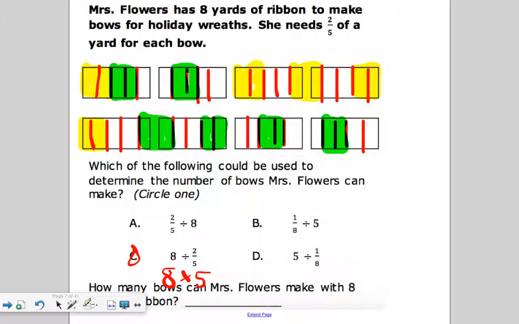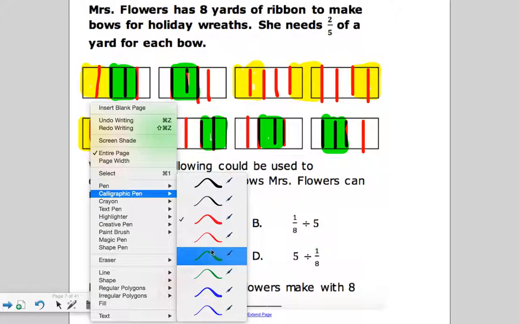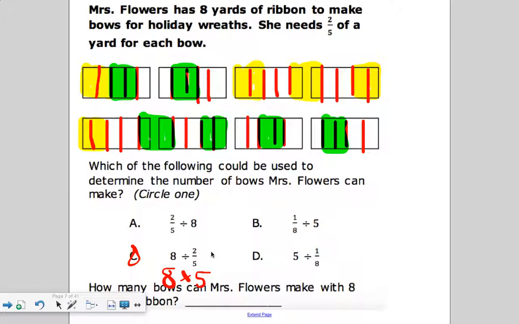So, first of all, I found how many fifths there are in 8 yards. There's 40 of them. 8 times 5 is 40. Then I broke them into groups of 2. So 40 divided by 2, the answer would be 20. Whoa! Hey, let's look at this.